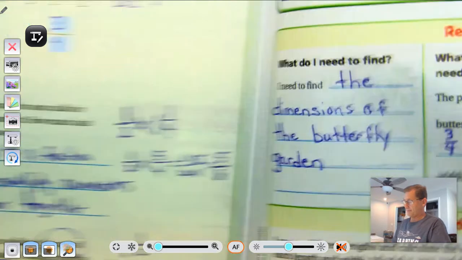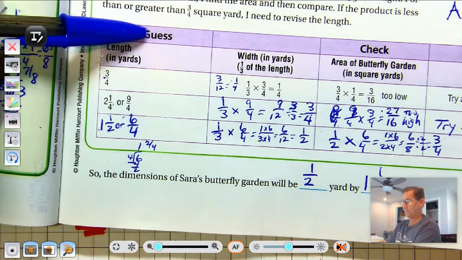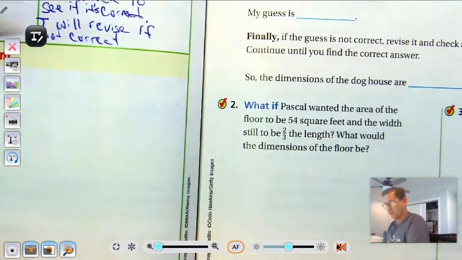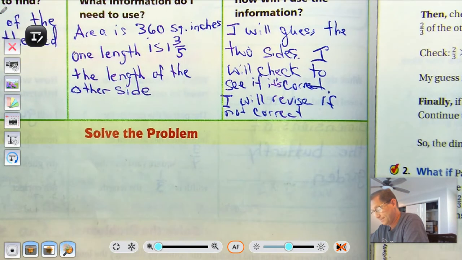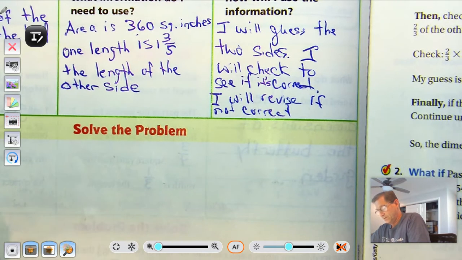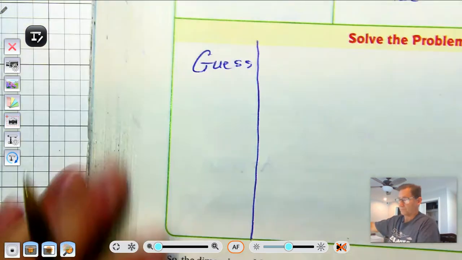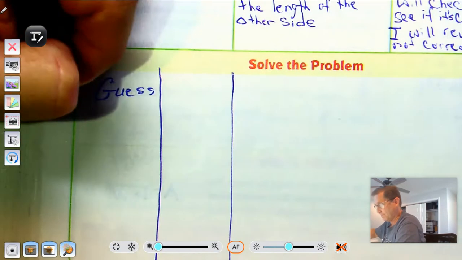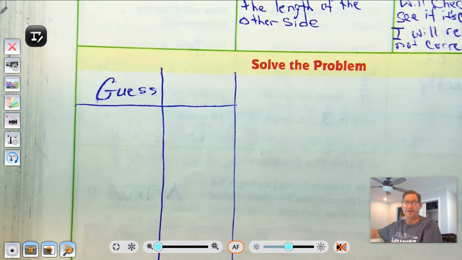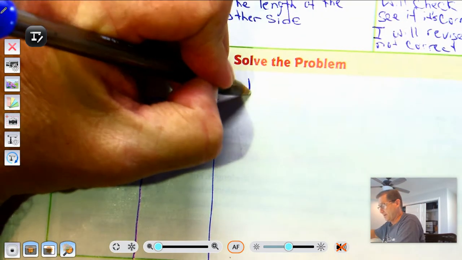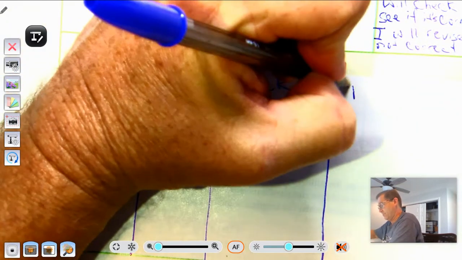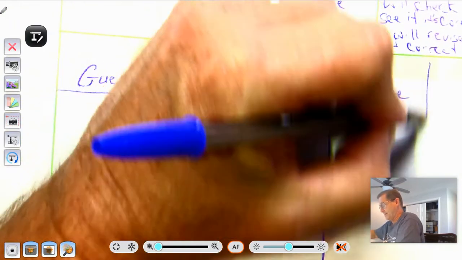So let's look back at our other example and what were those steps for it? Well, they started with our guess. We figured out the 1/3 of the length. So let's put in guess as one column. The next area is going to be the actual. We're going to take 1 3/5 of it. We're going to check our answer, and then we'll revise as needed.